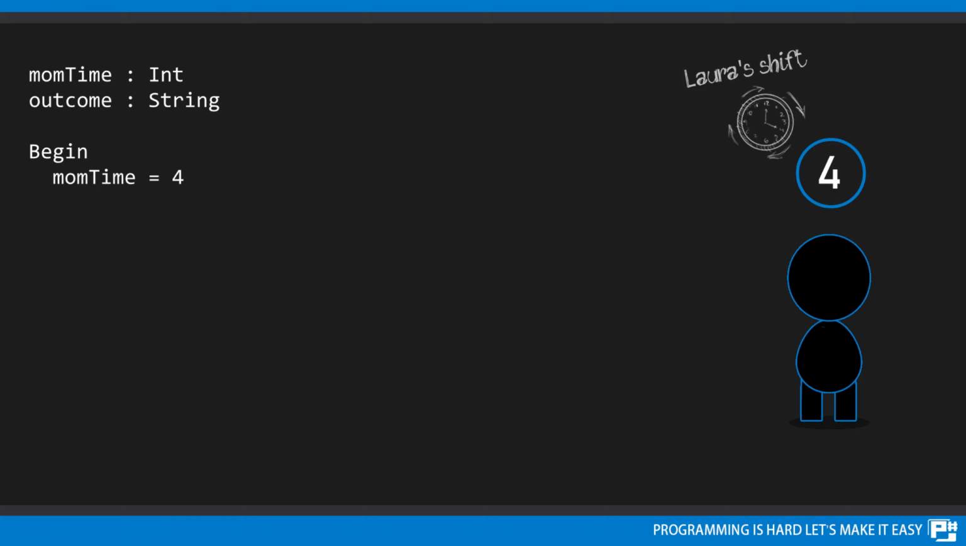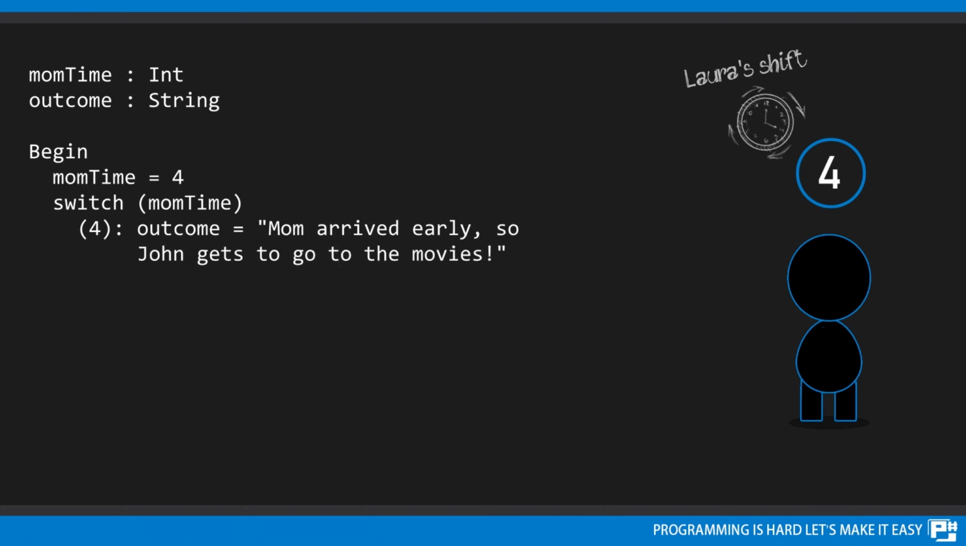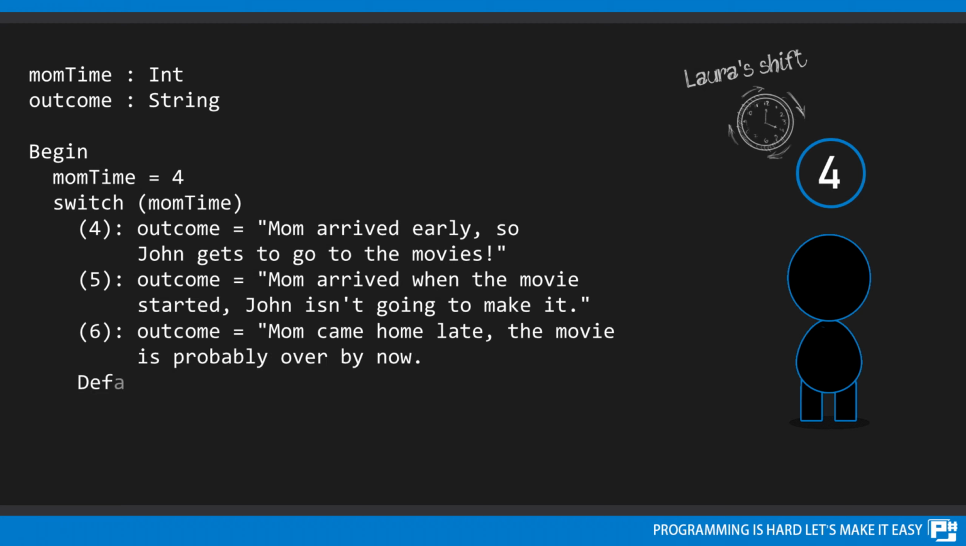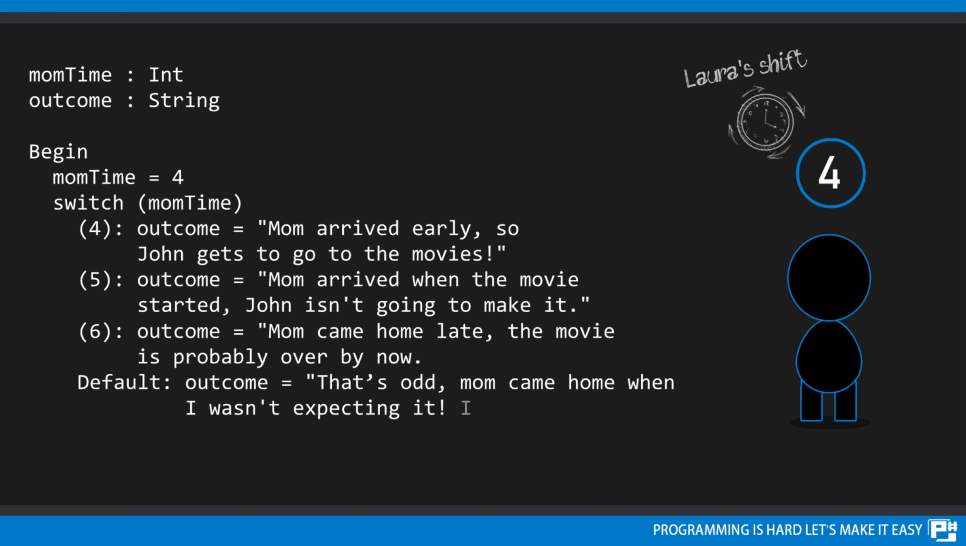And for this problem, we want to have a different text for each possible hour. To have different texts for different hours, we can use a switch statement. We'll have to compare mom time with 4, 5, and 6, and also make sure to include other possible times, like 3 or 7. If Laura comes home at 4 o'clock, then John gets to go to the movies. If she arrives at 5, they won't make it to the cinema in time. And if it's 6, then John definitely won't get to see the movie. And if she arrives at any other time than that, I guess we'll have to check it out for ourselves.